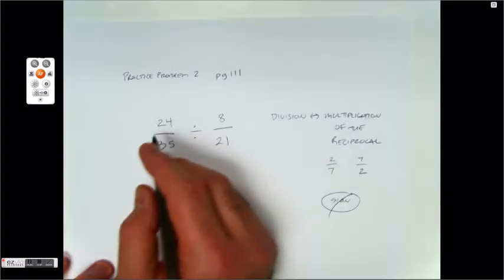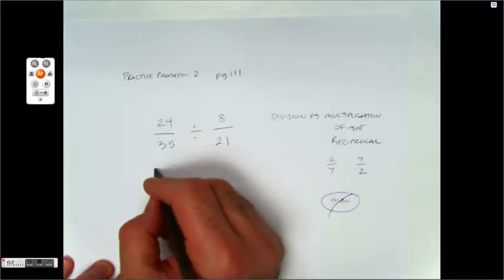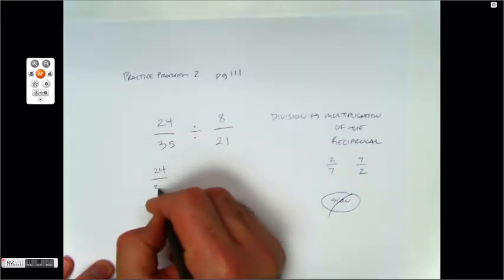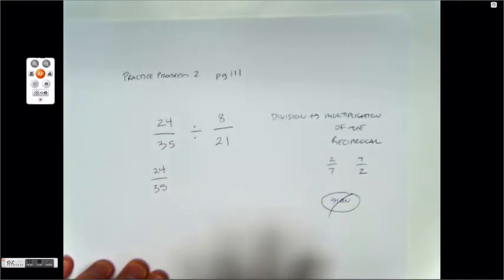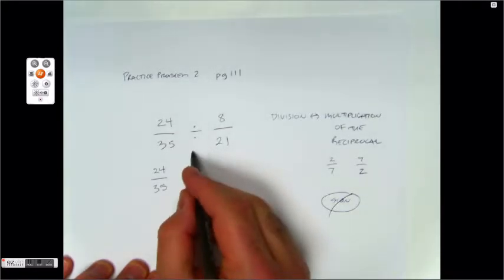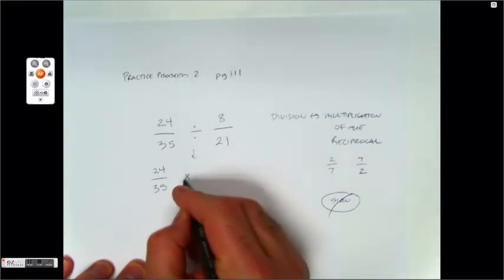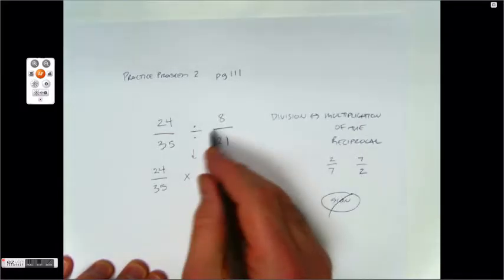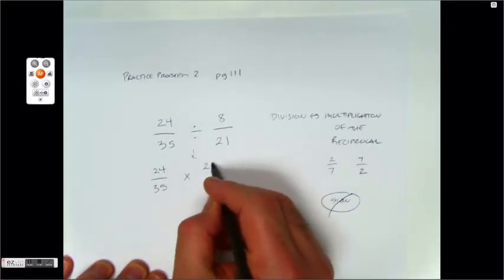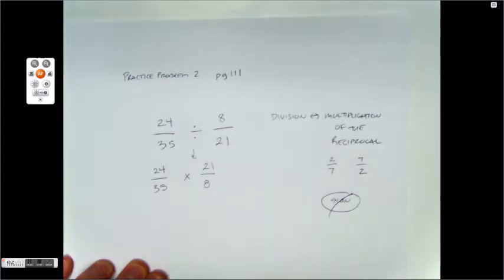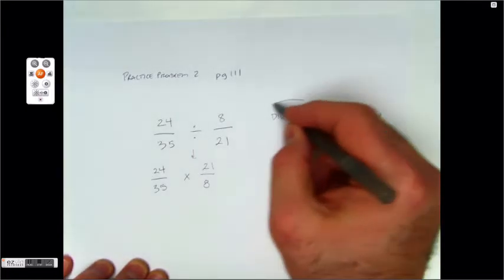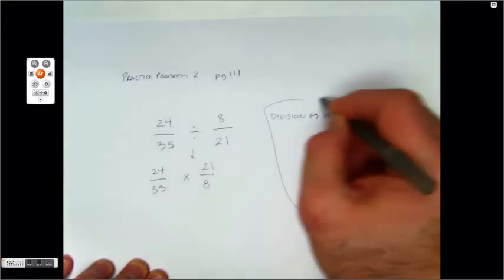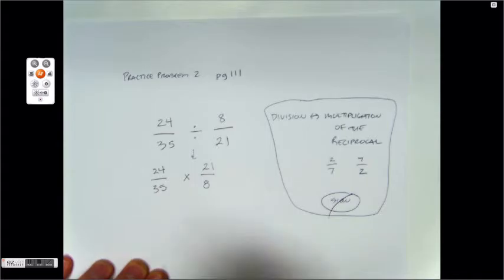So we're going to do this every time we have division. We're going to do nothing to the front one. Remember, we read left to right. We don't do anything. As soon as we get to division, we change that to multiplication, and then we take the reciprocal of what's behind the division symbol. So we flip 8 over 21 to 21 over 8. Now that's the new piece. The new piece is this division becomes multiplication of the reciprocal.